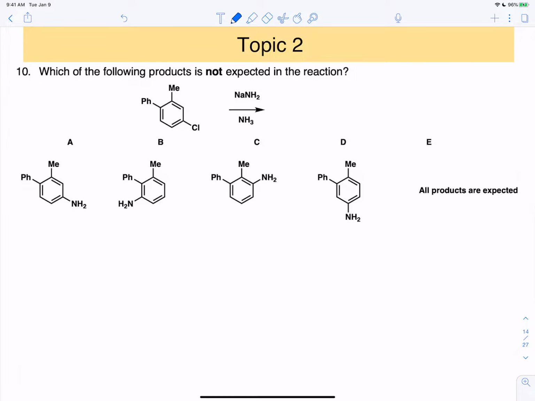Ooh, 10. This might have been one of the problems from an exam, I think. But I think we had a practice problem that was somewhat similar.